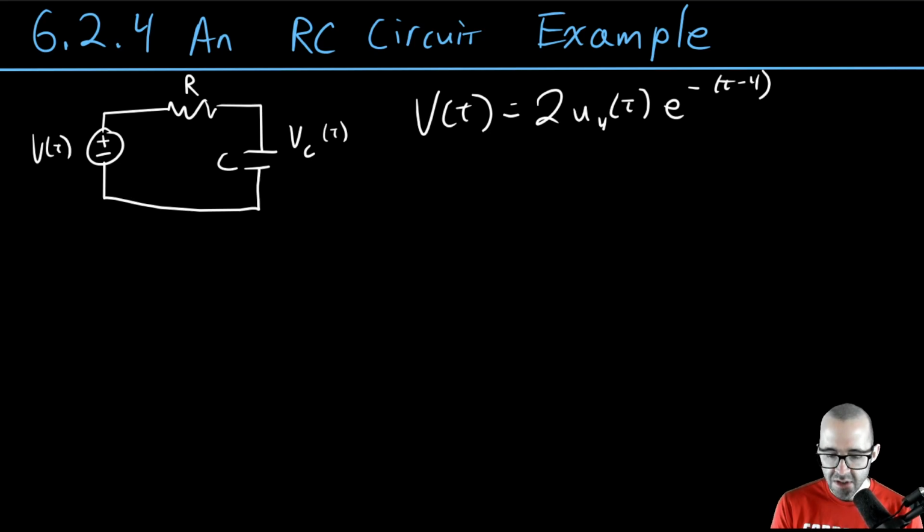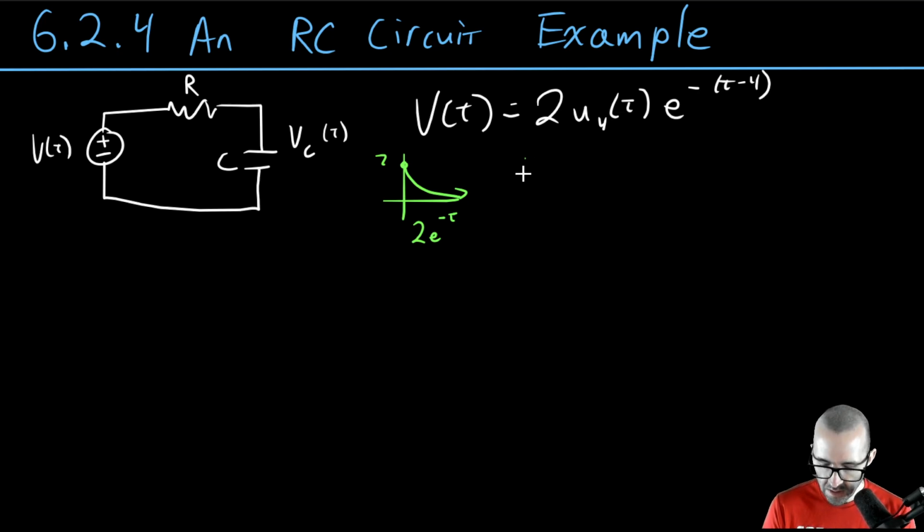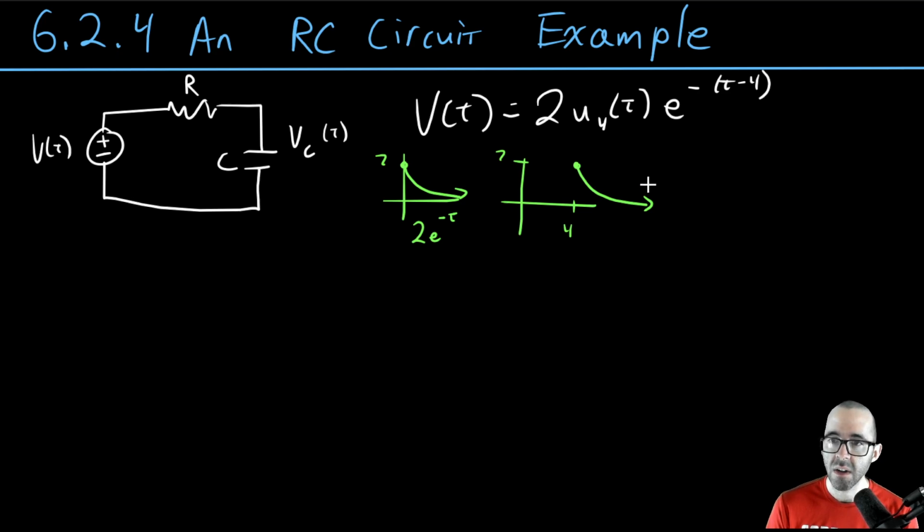Okay, so first off, if we're just doing a little sketch, we know what 2e to the negative t looks like, right? 2e to the negative t starts at 2 and exponentially decays. And then we know what happens when you write it like this. We know that's a horizontal shift to the right, 4 units. So we're expecting a horizontal shift to the right. Again, this is still 2, but now this is 4. It's just the same graph, shifted right 4.